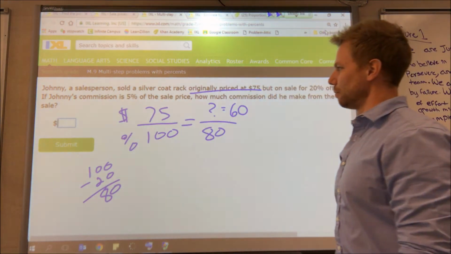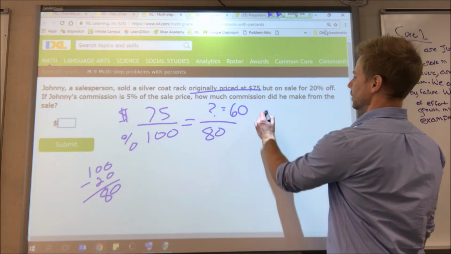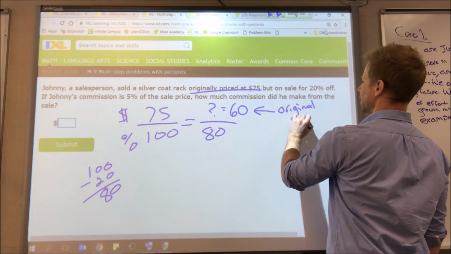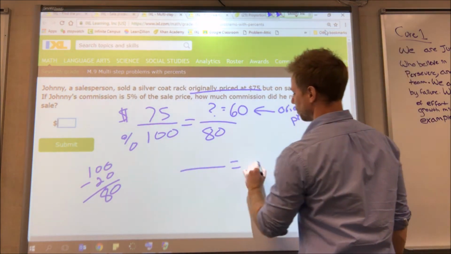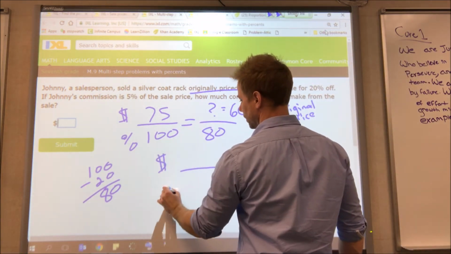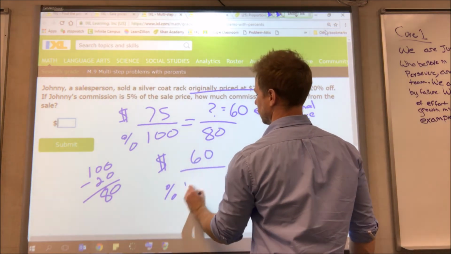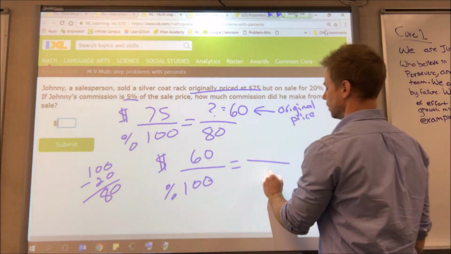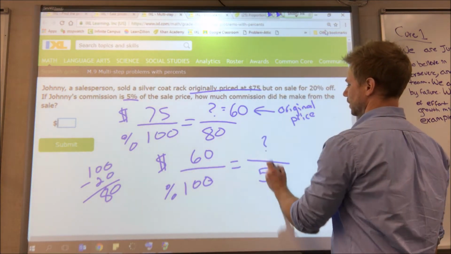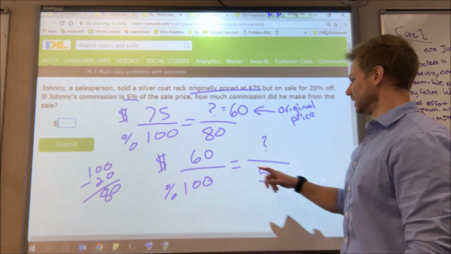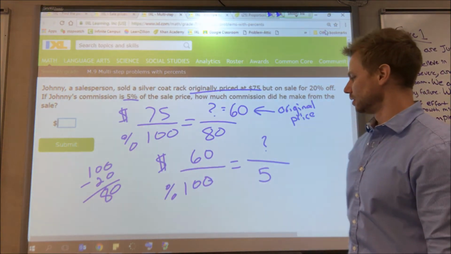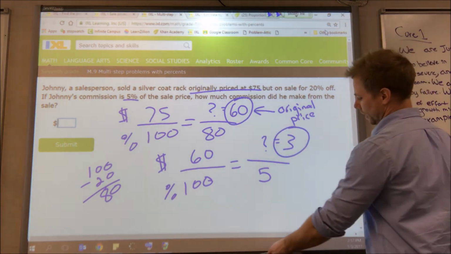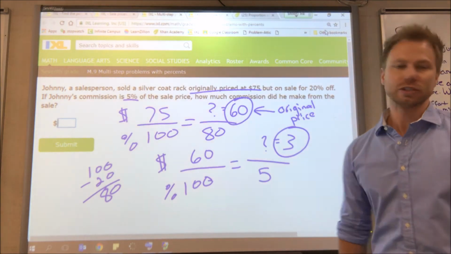He gets 5% commission off of that price. So again, 60 is our new original price. So in our second proportion, 100 goes with 60. And we want to figure out what the commission is, 5%. Cross multiply, divide. 60 times 5 is 300, divided by 100 is just 3. So this would be our answer, $3 he made in commission.